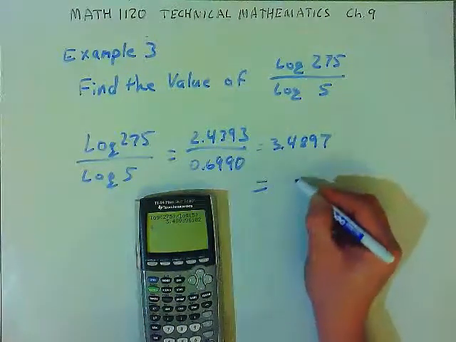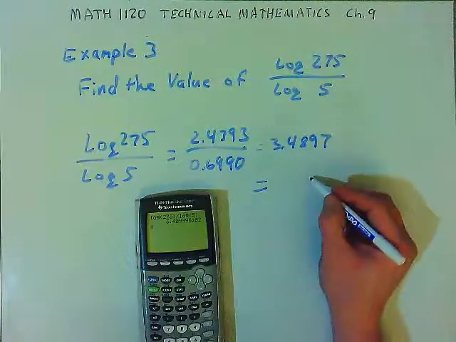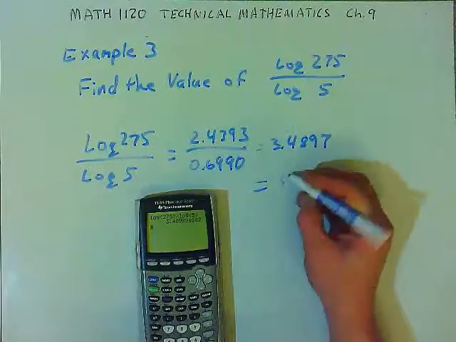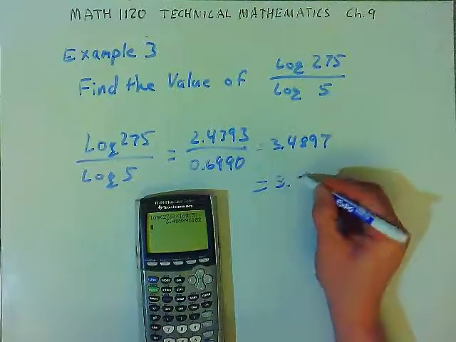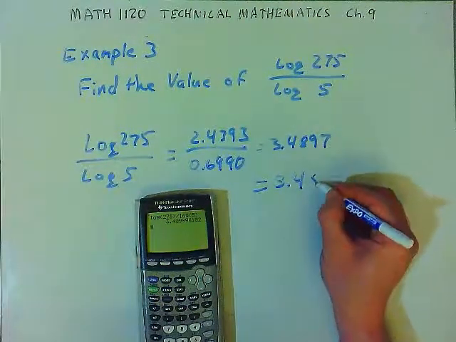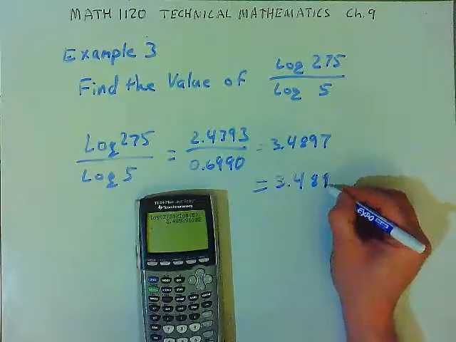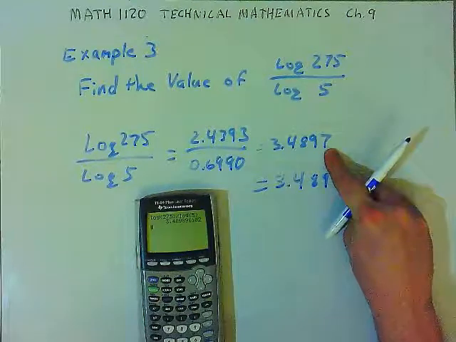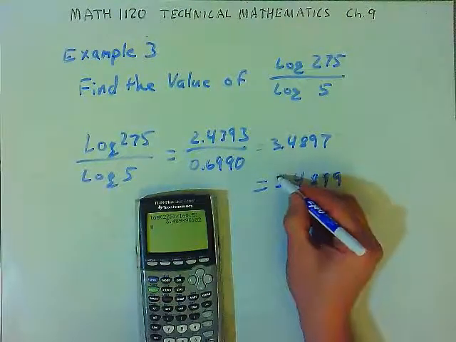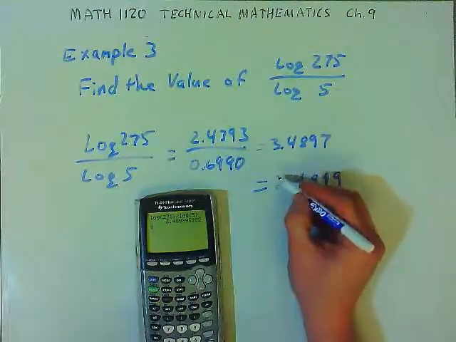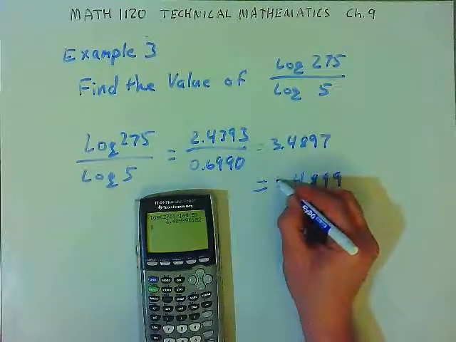I get 3.4, and I get, let's see, almost out of ink, 3.4, 8, and this is going to round to 99. So you see I got a slightly different answer because I rounded my first answers here a little bit too soon.